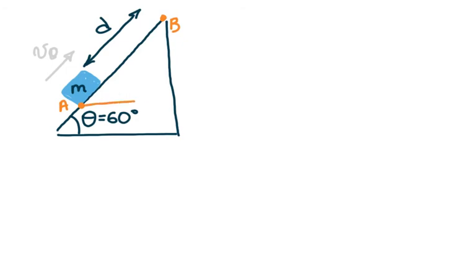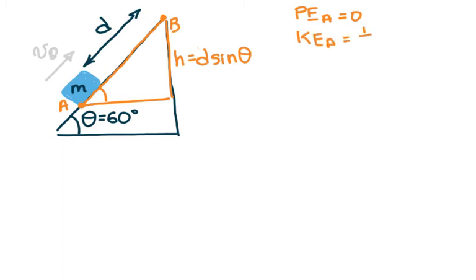And look at this triangle that I draw in orange. So H right here is going to be d sine theta. And I can write the potential energy at A. I'm going to assume potential energy at A is equal to 0. And I do have kinetic energy at A. That is 1/2 m v initial squared.